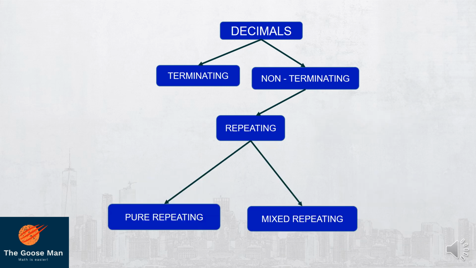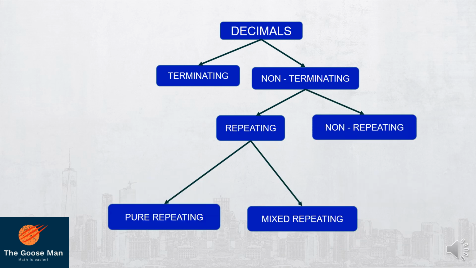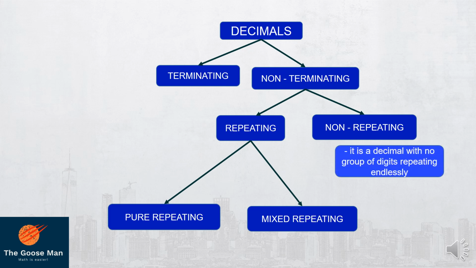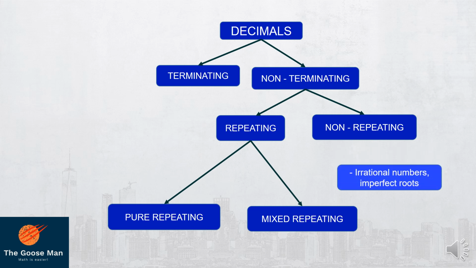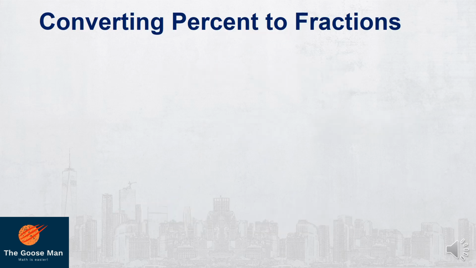So let's discuss the non-terminating, non-repeating decimal. It is a decimal with no group of digits repeating endlessly. We can classify here the irrational numbers or imperfect roots. Say for instance, the square root of 2 is equal to 1.412 and so on and so forth. Another example is pi, which is approximately 3.1415 and so on and so forth. Now that you have an idea about the family tree of decimals, let's move on to converting percent to fractions.